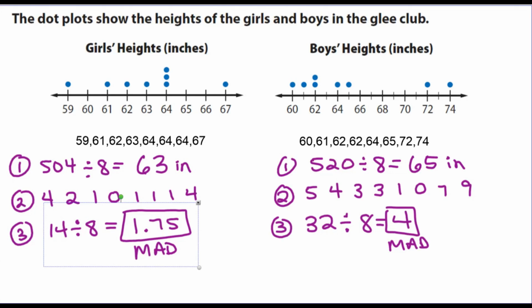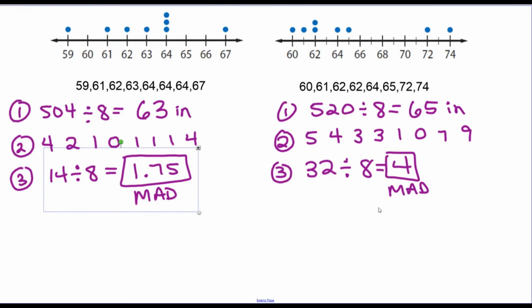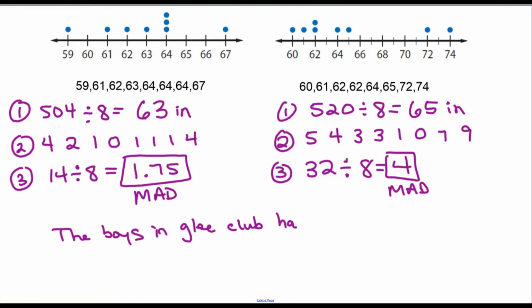So that tells me that the boys have a larger variety of heights. On average, the heights are further away from the mean. That means that their heights are more spread out or less consistent. So I could conclude that something like the boys in Glee Club have a larger variability in their heights.